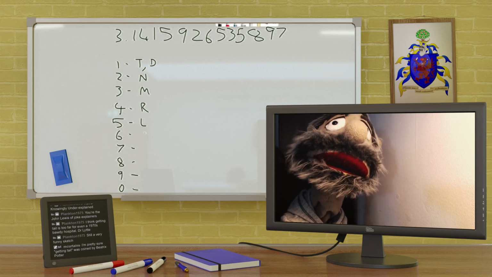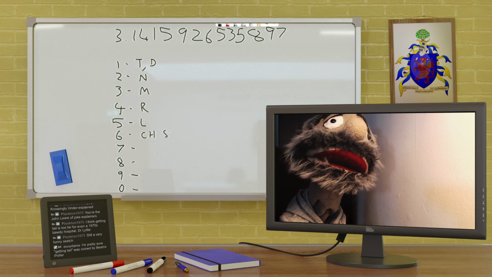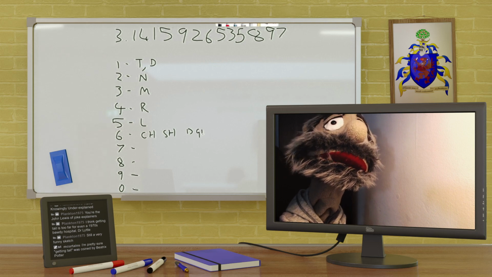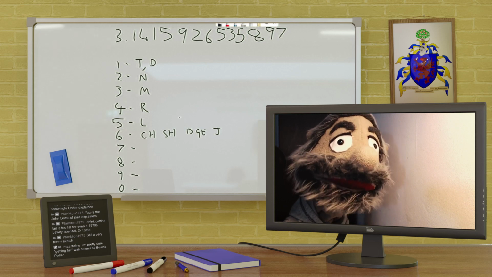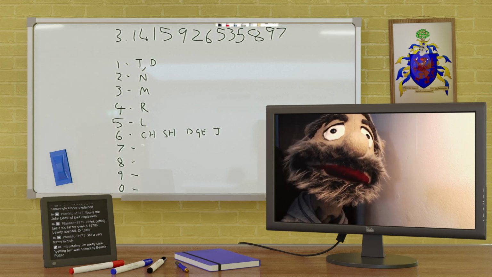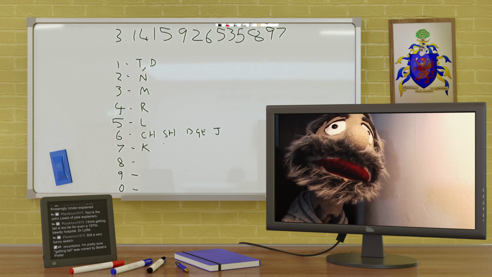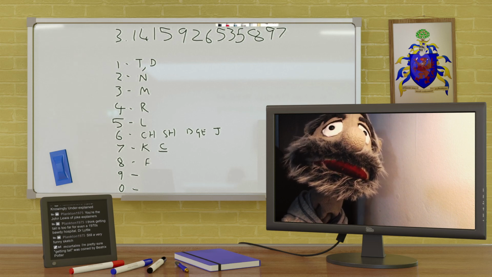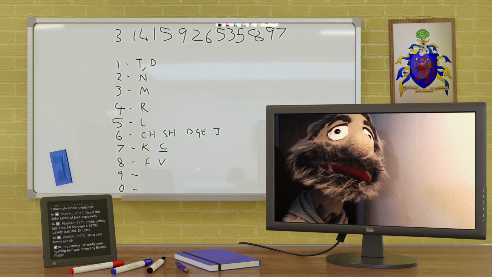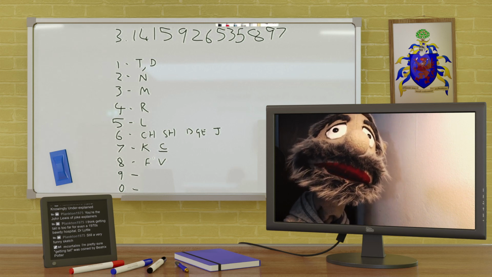6, this is getting a bit complicated, but 6 is CH or SH, or even, I think, J. Yeah. Those sorts of sounds. Sometimes it's better to think of them as sounds rather than specific letters. This would be a K or a hard C. 8 would be an F or a V. Now you can see maybe there why some people use 5 for F and V.